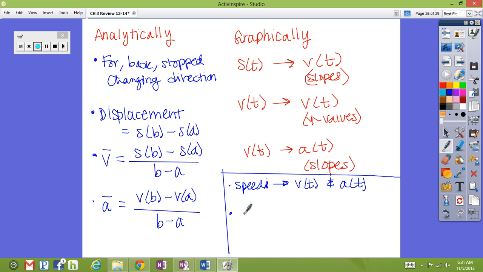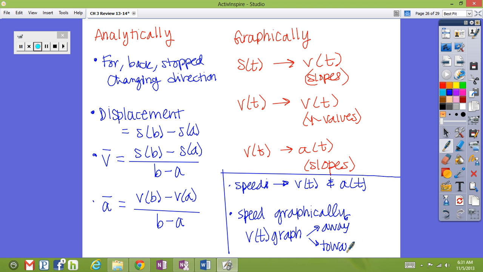Graphically, for speed, you want to look at whether the graph of v of t goes away from the x-axis or towards the x-axis. If it goes away from the x-axis, you're speeding up, and if you're going towards the x-axis, you're slowing down. So these are all notes that should already be in your foldable.